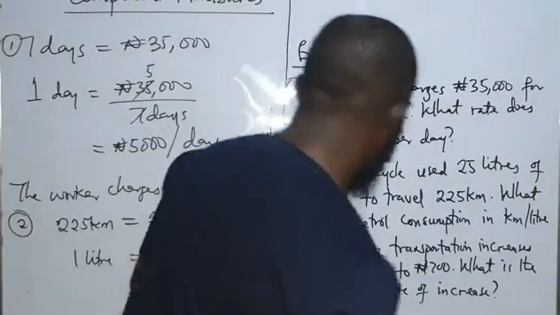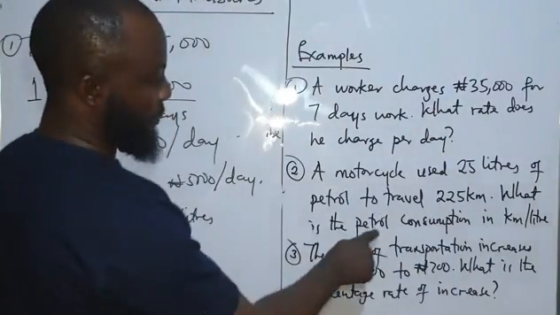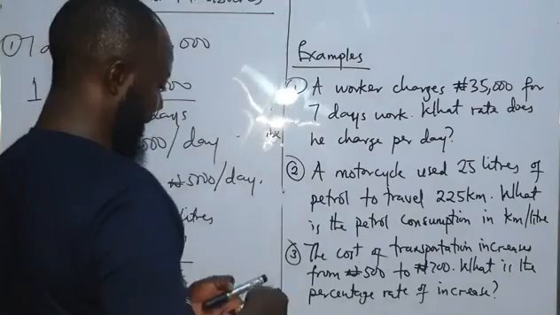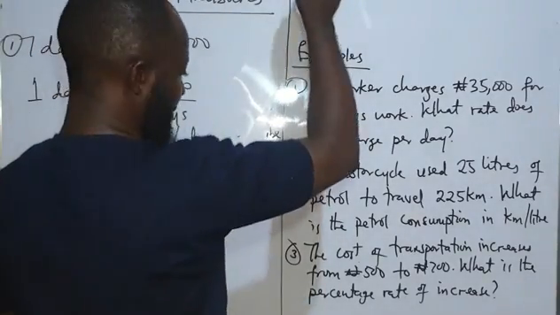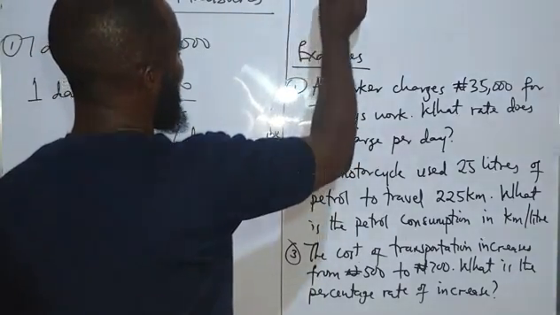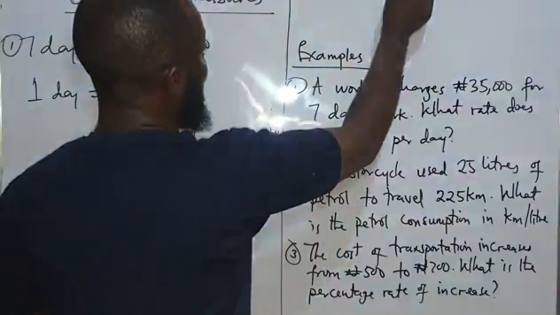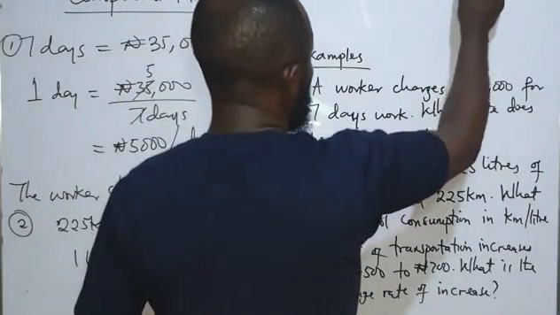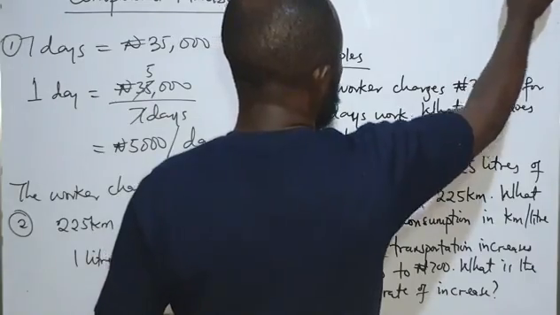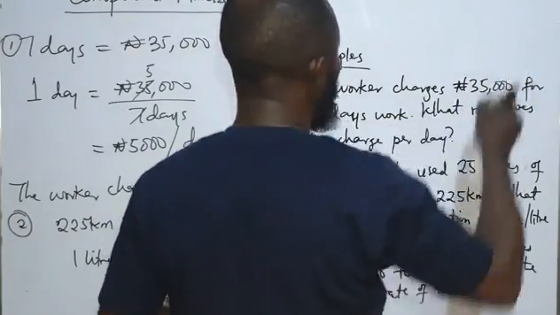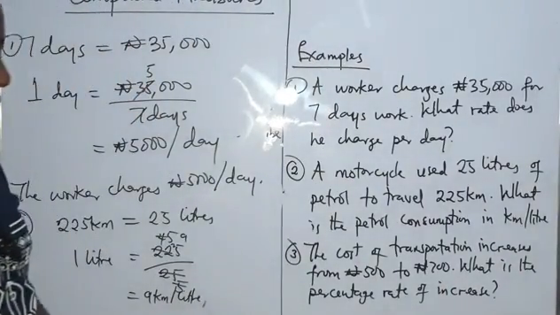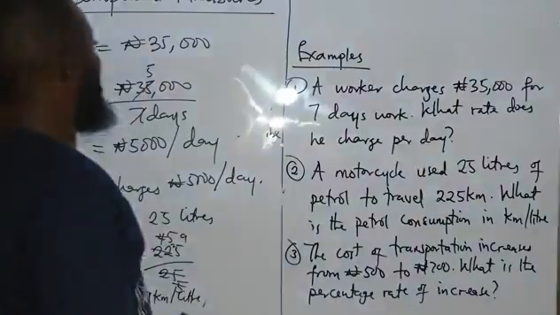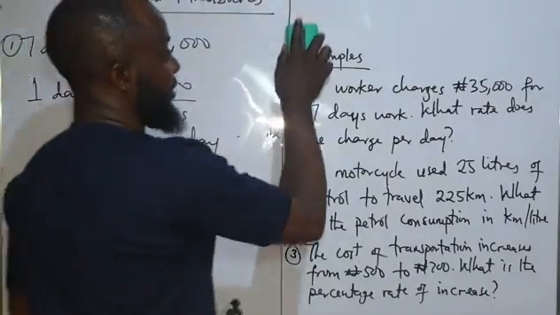The question asks, what is the petrol consumption in kilometer per liter? In kilometer per liter, that means petrol consumption is 9 kilometers per liter. I hope this is very clear. Good. So that's the last part under rate before we look at speed. So we'll move to speed.